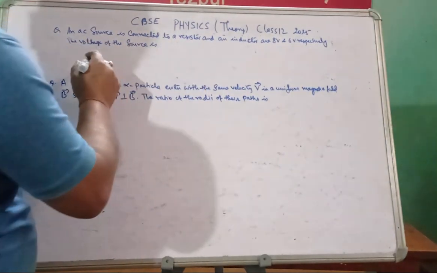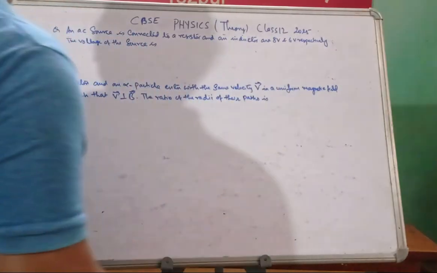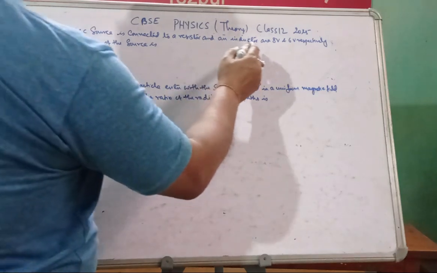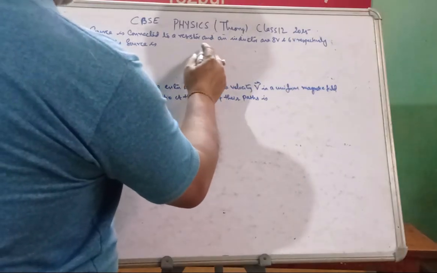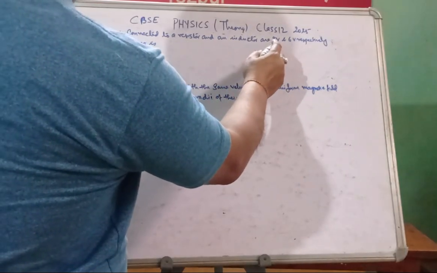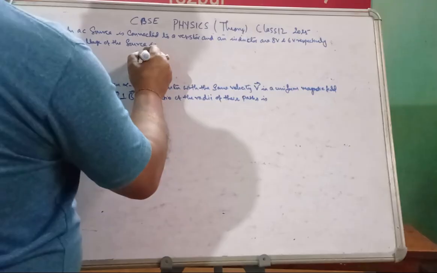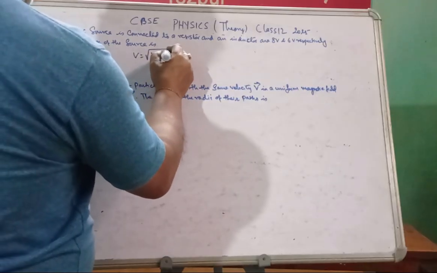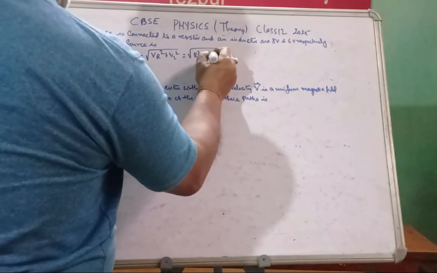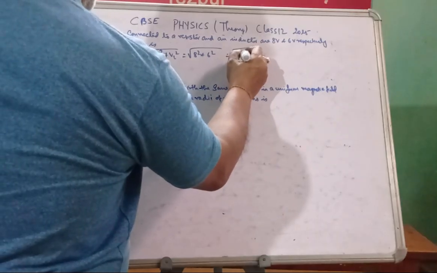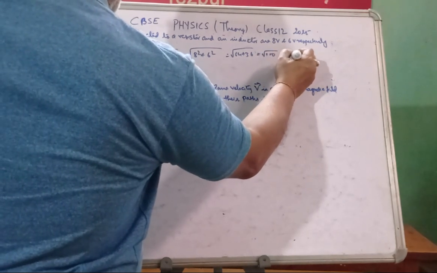Now this is a very simple question. An AC source is connected in series to a resistor and inductor, with voltages 8 volt and 6 volt respectively. So your voltage V will be equal to root over VR square plus VL square. So this comes out to be 8 square plus 6 square, that is 64 plus 36, which is equal to root 100. So this will be equal to 10 volt.